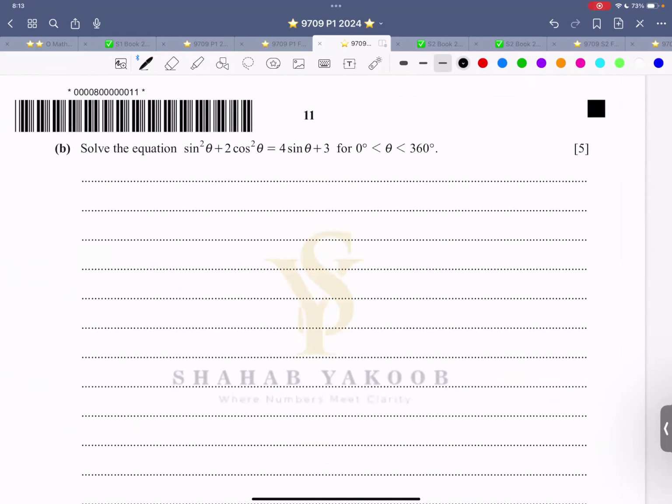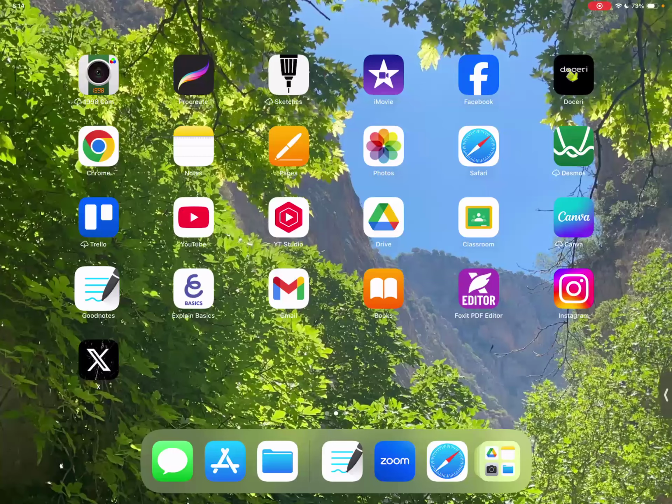Question 8b, it's not over yet. Now this is a separate question. Sine square theta plus 2 cos square theta is this thing for theta between 0 and 360 degrees. We have to convert cos square into sine square. So cos square theta is 1 minus sine square theta.